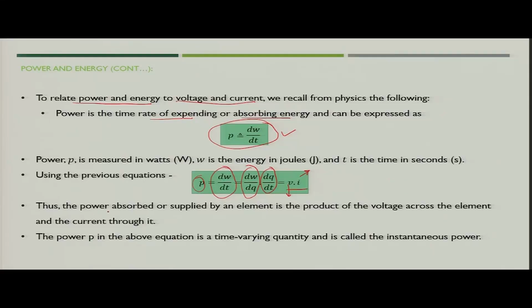So, by this you can find out how much power is being absorbed or supplied by an element, because it is a product of voltage across the element and current passing through that particular element. But you have to keep in mind that this power P is a time varying quantity and is called instantaneous power.